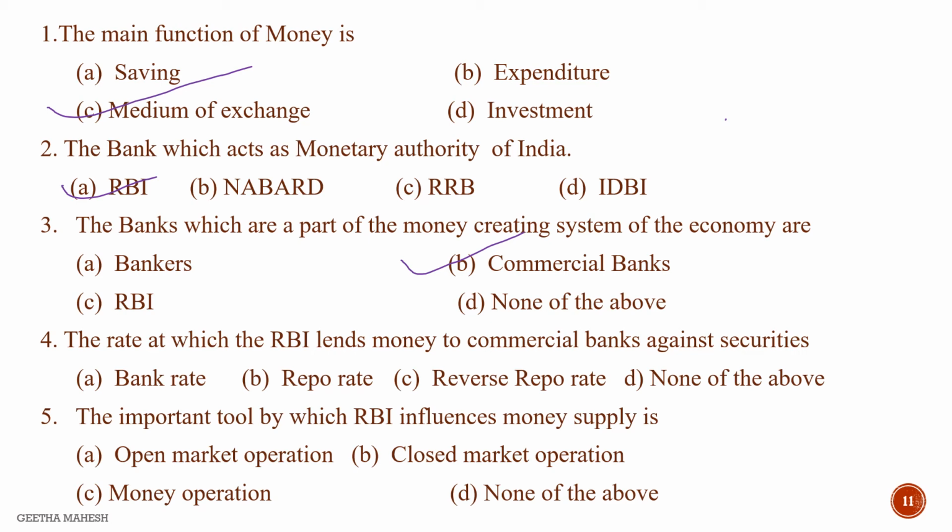Bank rate, repo rate, reverse repo rate, none of the above. It is bank rate, the rate at which RBI lends money to commercial banks. The important tool by which RBI influences money supply is open market operation, closed market operation, money operation, none of the above. It is option A, open market operation.